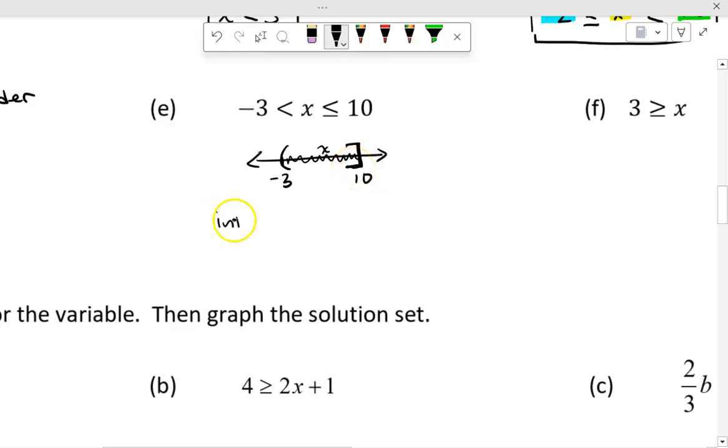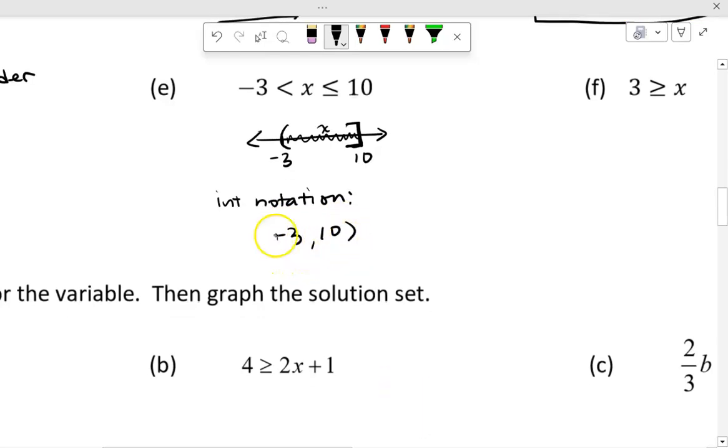So interval notation is going to be lowest, comma, highest. So -3, comma, 10. Remember, -3 gets the parenthesis, but 10 gets a bracket because x is allowed to equal 10.